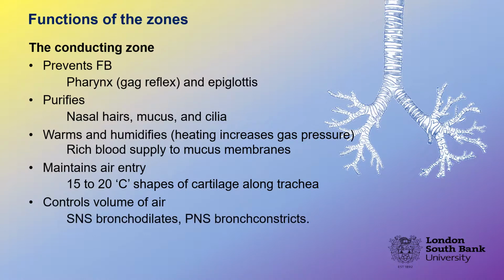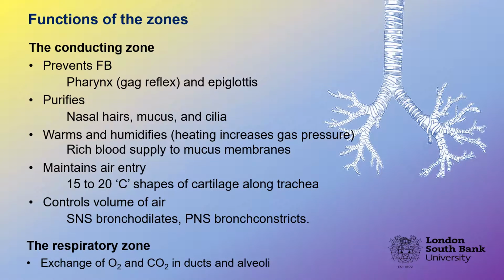The conducting zone also controls the volume of air. So if we have bronchodilation, which is usually due to the sympathetic nervous system or other inflammatory mediators, you're going to get more air in. If you have bronchoconstriction, of course, that's going to reduce the conduction of air. The respiratory zone basically has one function, and this is all about the exchange of oxygen and carbon dioxide between the alveoli and the blood.